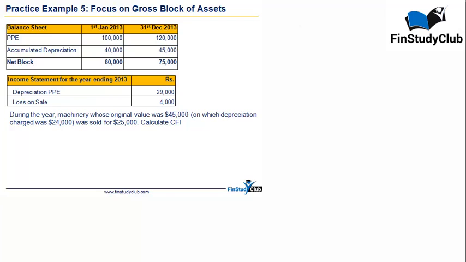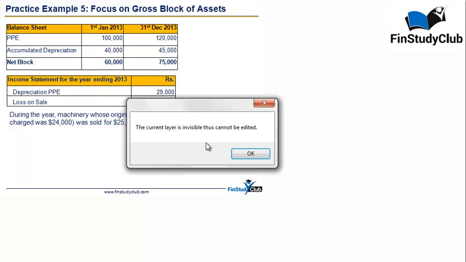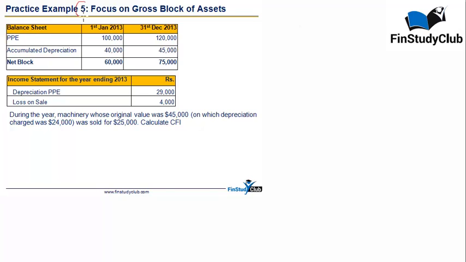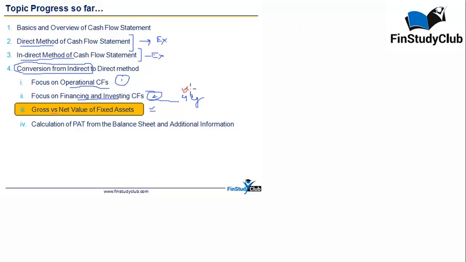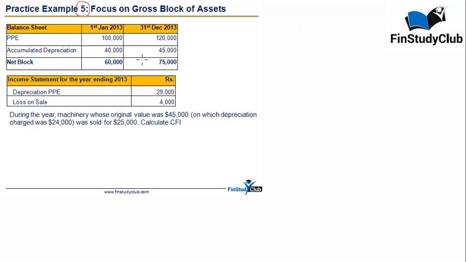Okay, so jumping on to a practical example, I am deliberately mentioning it as example number 5 because we have already done 4 examples in a very detailed fashion up to part 2, which was financing and investing. So here it says that your property, plant and equipment is 100,000, which means the gross value is 100,000 at the beginning, which becomes 120. The accumulated depreciation till date is 45 and 40 respectively, and therefore your balance net is 60 and 75.